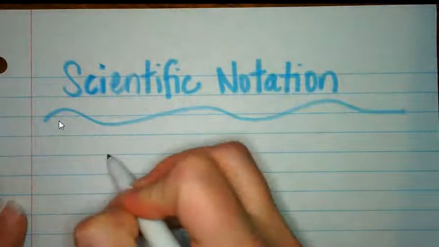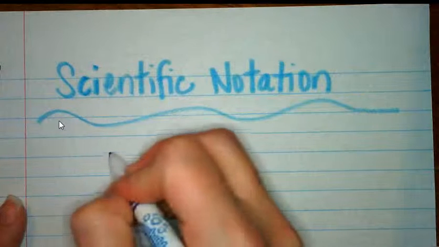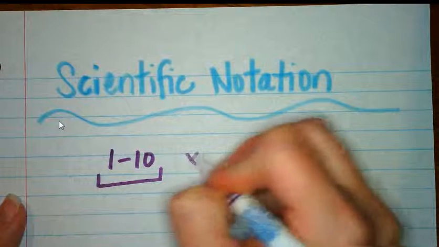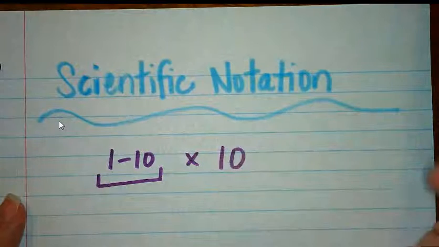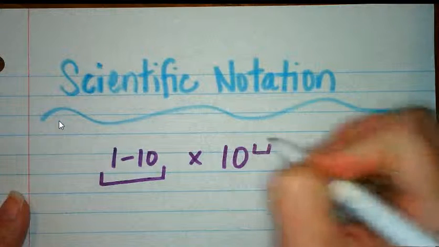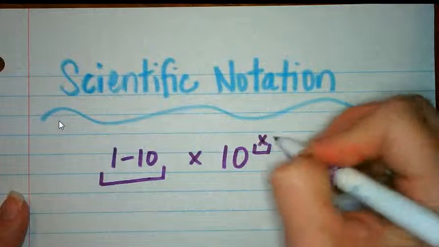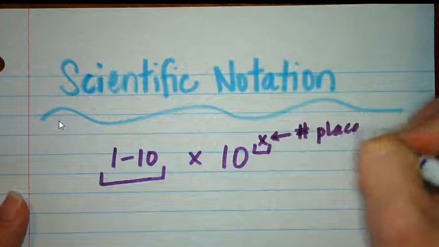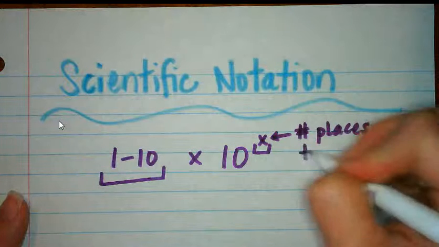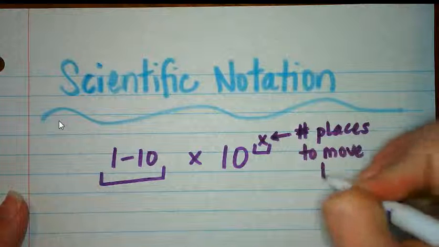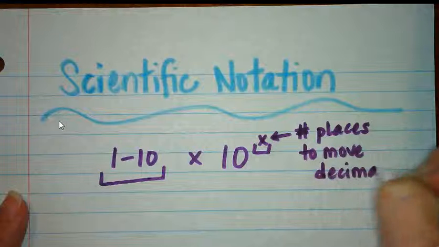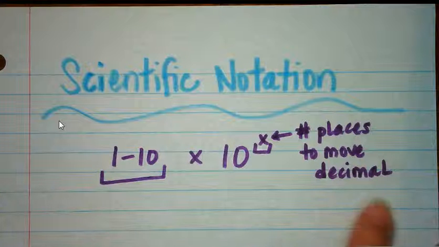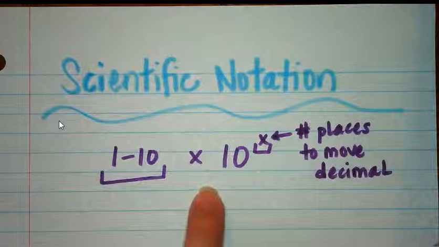Scientific notation is a formula, basically. The first number has to be between 1 and 10. And then it's always multiplied by a power of 10. And this number up here, which is the exponent, is how many places to move the decimal. It is not the number of zeros. So it's how many places you're going to move the decimal. And if you have it in this setup, this is scientific notation.